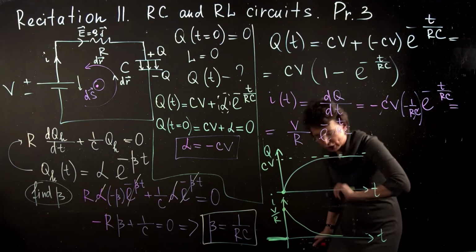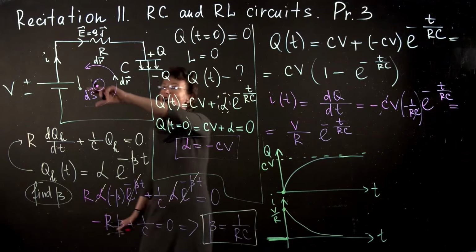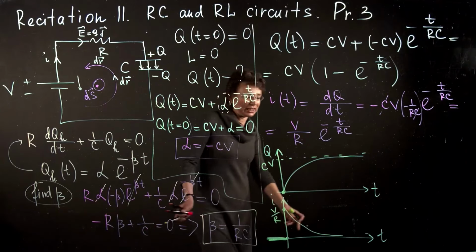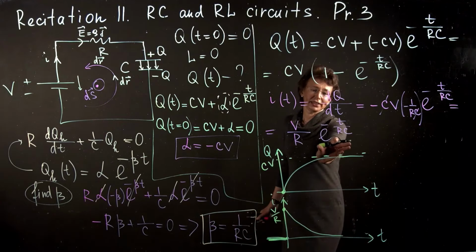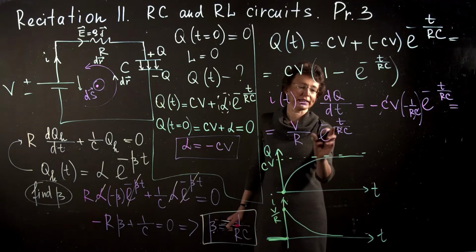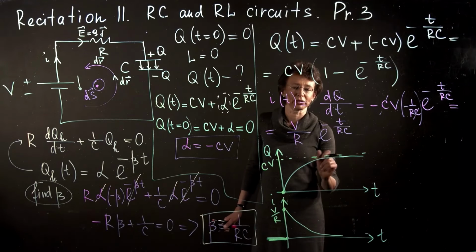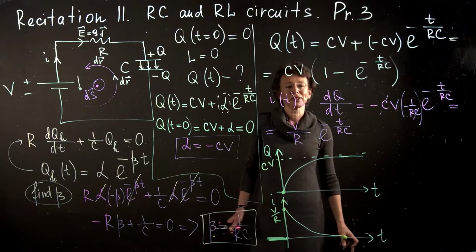As we wait for a long time, there will be no current in this circuit, as expected, because the steady state will be reached. And now we see from this formula that as time tends to infinity, 1 over infinity is 0, and current will be 0.